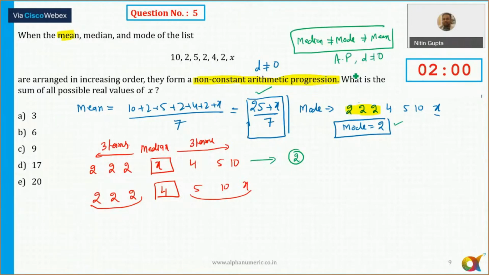Okay, the common difference is not equal to 0. So now tell me, Rohit, Apeksha, Shivam, and everyone: can the median be equal to 2? Because if I take the median as 2, the mode is also equal to 2, and the mean is equal to (25 + x)/7. Are they forming a non-constant AP? Definitely not. So that's why the median can't be equal to 2.